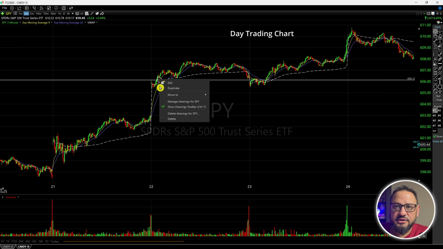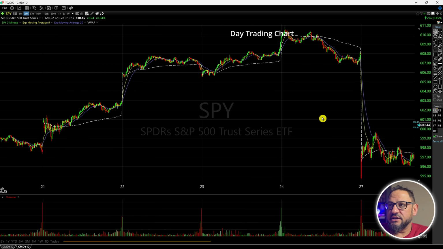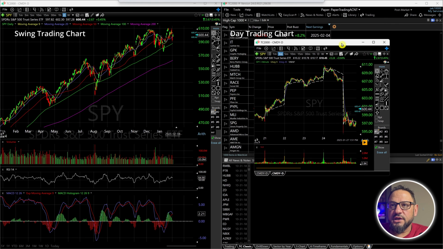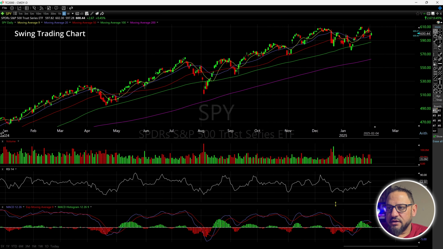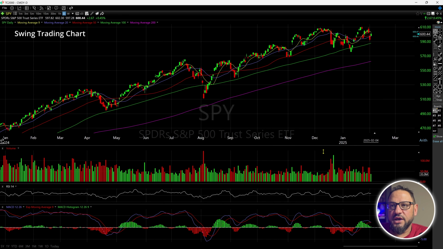Okay, so that's how it looks. That's my daily chart. Now, my swing chart. Let me go like this. This is my swing chart. I know it looks a little bit more messy, but you have plenty of time to look at it and analyze it. Okay, that's all I do.